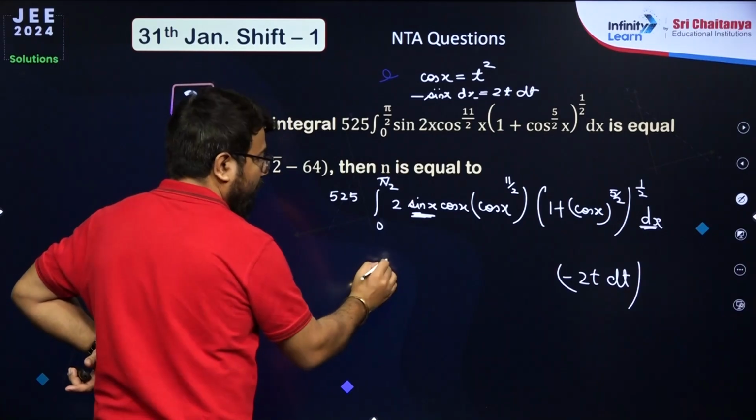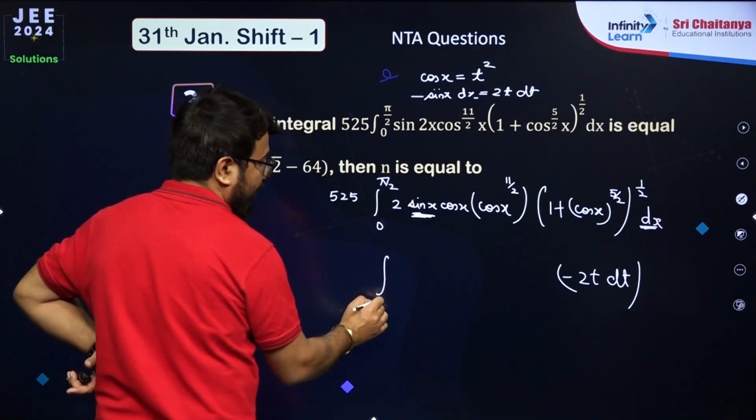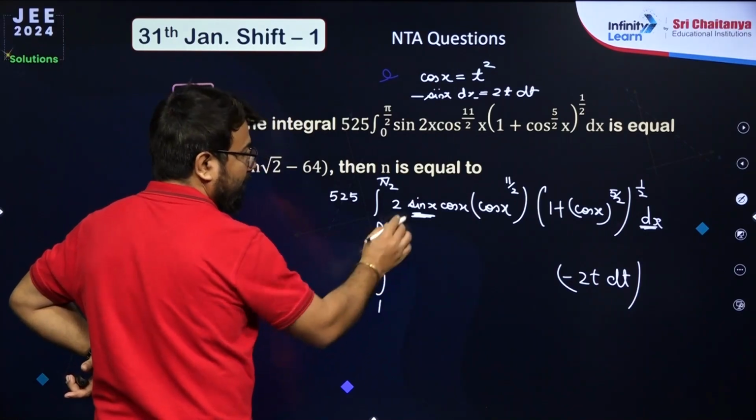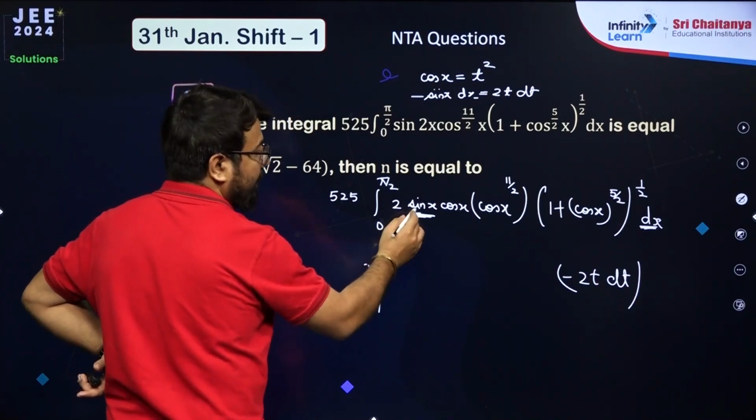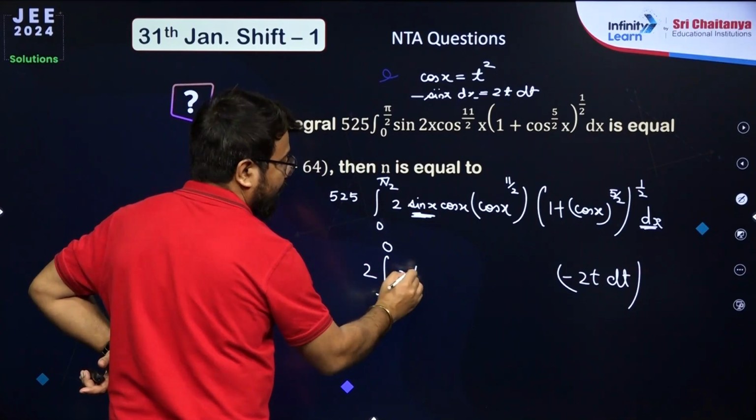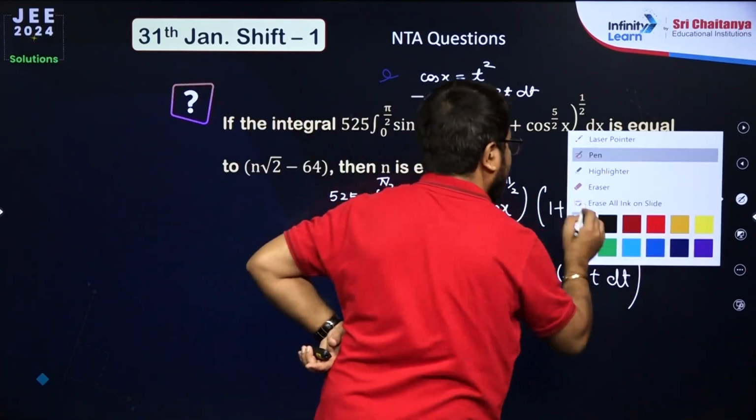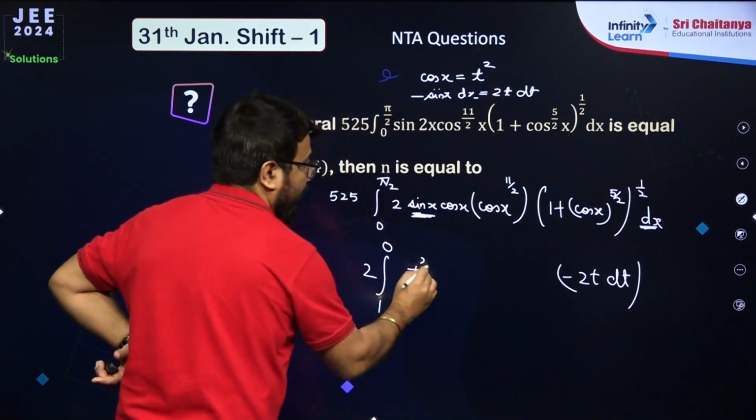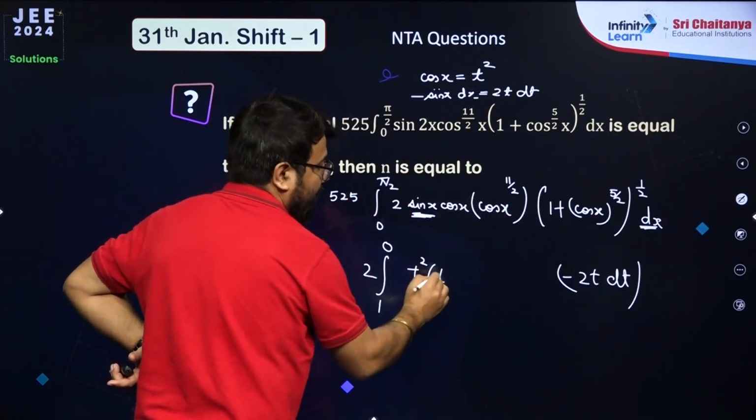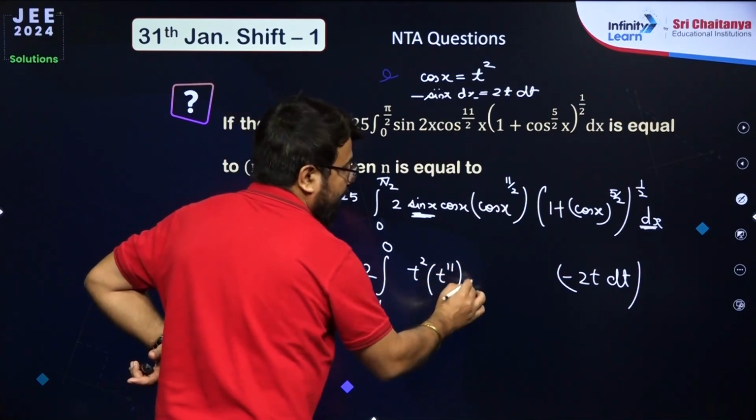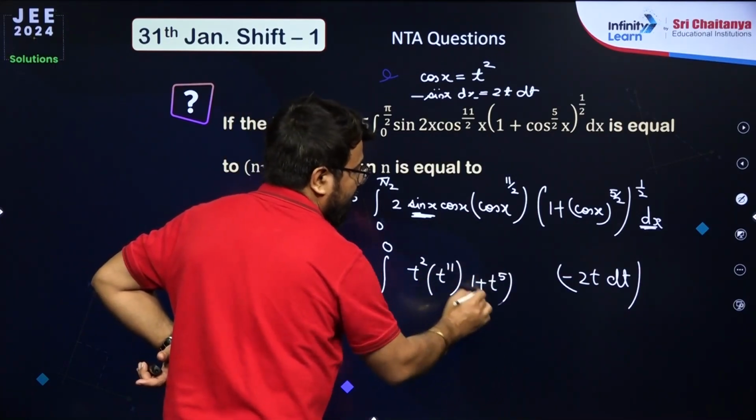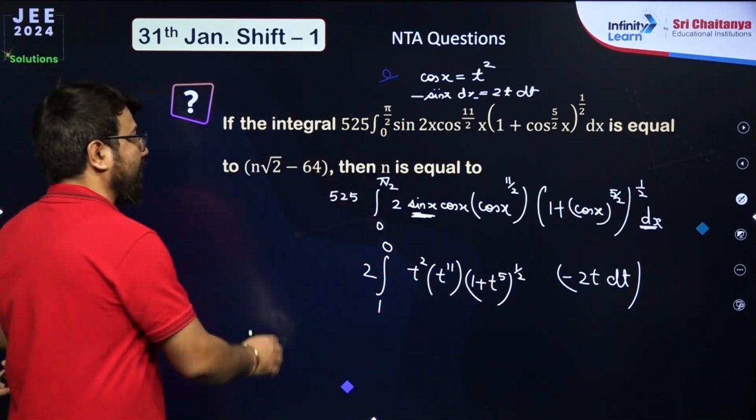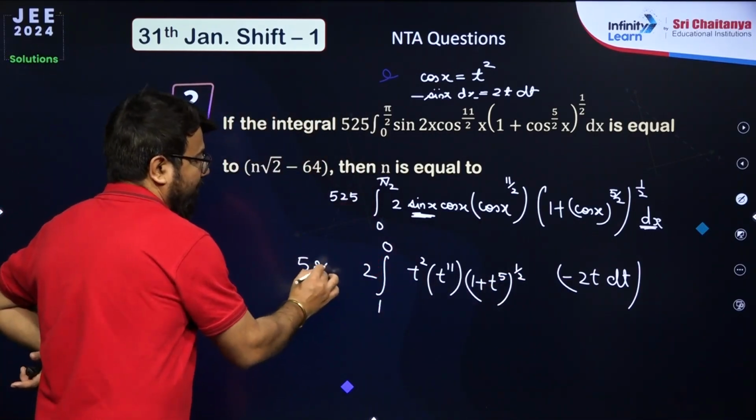Here, instead of 0, cos 0 is actually 1, so it will become 1 to 0. 2 is also there. And here, instead of cos x, I am writing t square. I'm just replacing cos x with t square. So here it is t raised to the power 11. Here it is 1 plus t raised to the power 5, and power half is also there. So this is the entire integral, and this whole gets multiplied with 5 to 5.